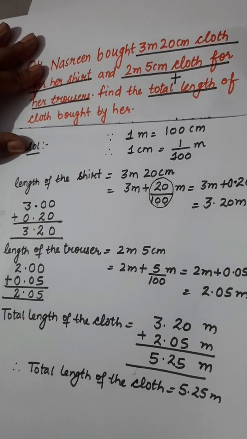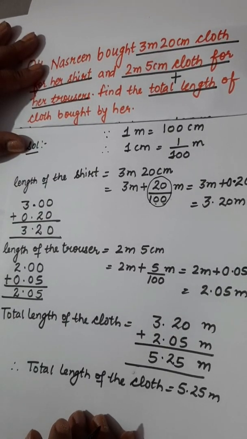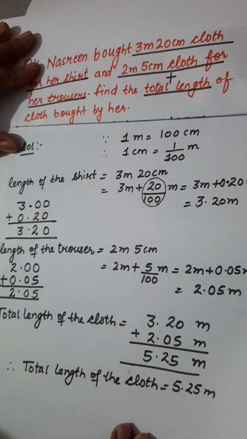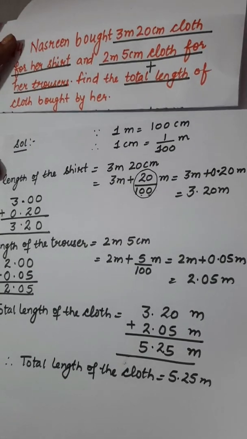Firstly, you have to express centimeter as meter. You can also express meter as centimeter. Then after that, to find the total length, I just add both the lengths. So this is all about our question number 4. So this is all about our exercise 8.4.